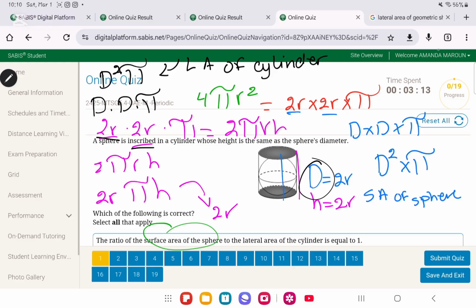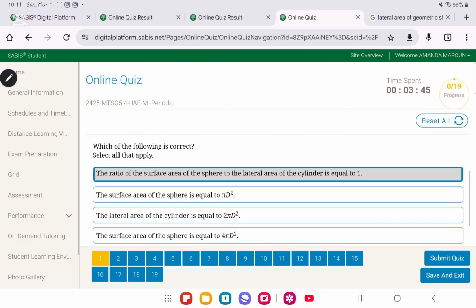So they said they need what? They need the ratio. The ratio of the surface area of the sphere, which is d to the power of 2 times pi, over the lateral area of the cylinder, which is also d to the power of 2 times pi. So since they are the same thing, they're going to cancel out and give us 1. So keep in mind that we found what? We found the surface area of the sphere and the lateral area of the cylinder. This is going to help us for the other options.